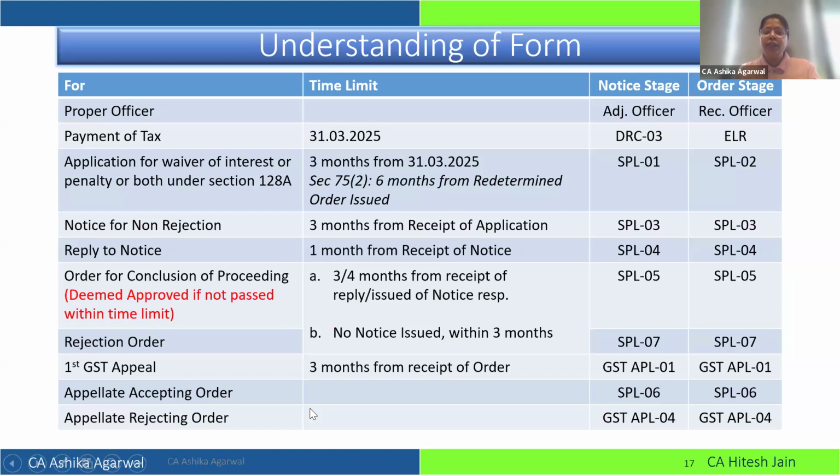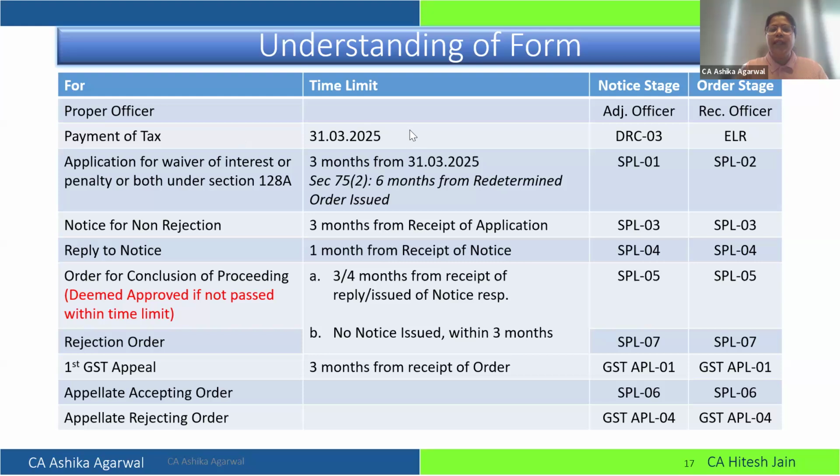We also need to understand what forms are involved. I will focus more on SPL 02 because, as I said, most of the cases will be where we are filing against the order. They have also defined who will take care of the stage where the case is pending. If it is at the notice stage, they say the adjudication officer. If it is at the order stage, then the recovery officer will take care of the case. Basically, it is the proper officer, the jurisdictional officer, who now takes care of this amnesty scheme.